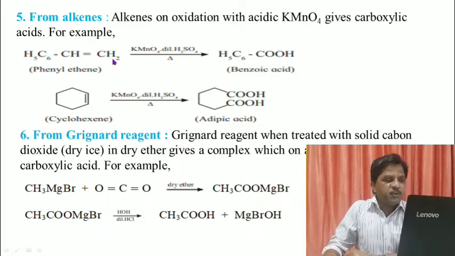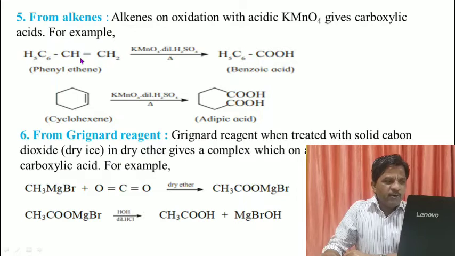C6H5CH=CH2. Now CH2=CH2 means it is C2H4. It is the first member of the alkene series. Its common name is ethylene and its IUPAC name is ethene. C2H4, and what is the structural formula? CH2=CH2. Now this compound is a derivative of ethene. Means what?